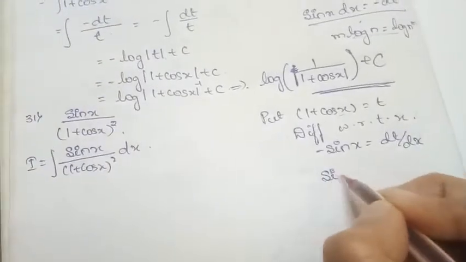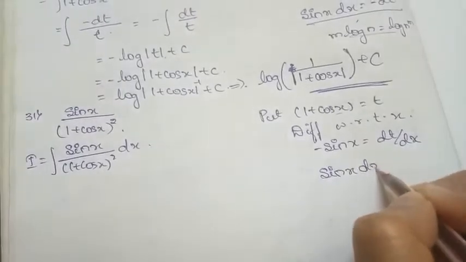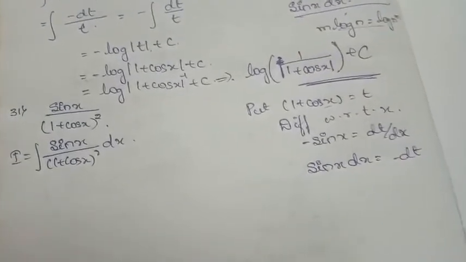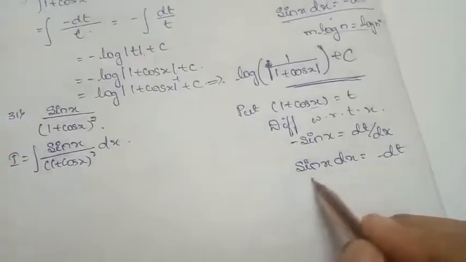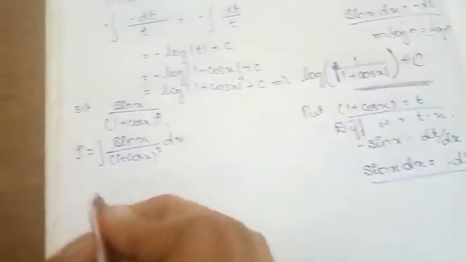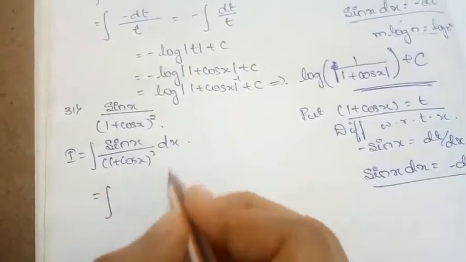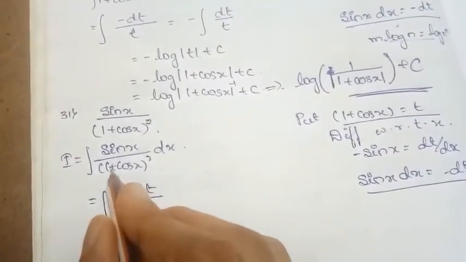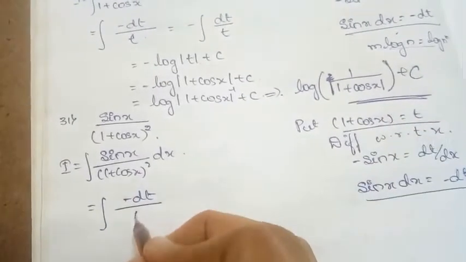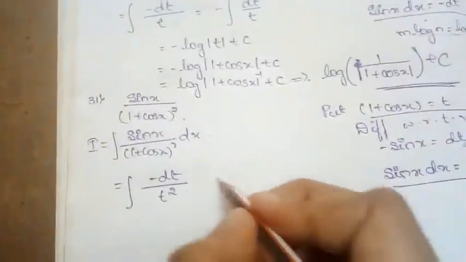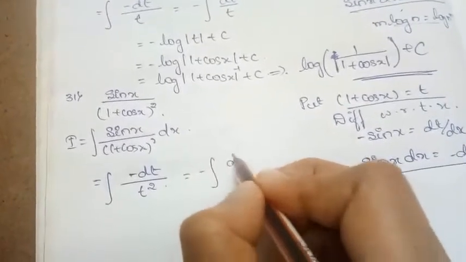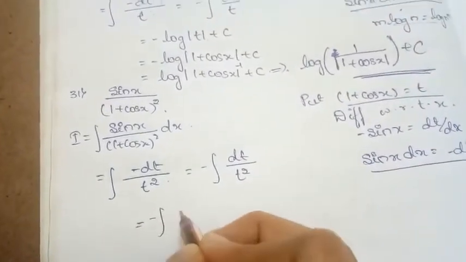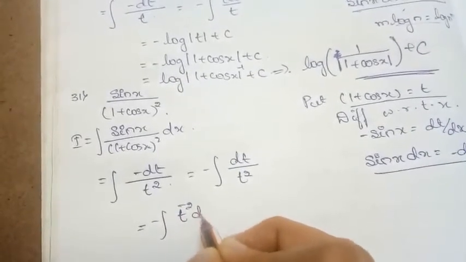From the question we require only sin x dx, so keeping that and moving the rest to the RHS, we get sin x dx is equal to minus dt. Now I am substituting all these things in the above equation. It becomes minus dt divided by, since I have taken 1 plus cos x as equal to t, t square. If I bring that minus outside the integral, dt divided by t square, I can write that as t to the power minus 2 dt.